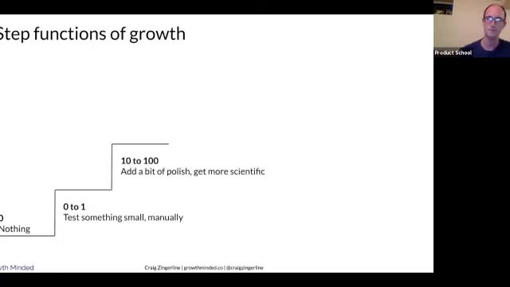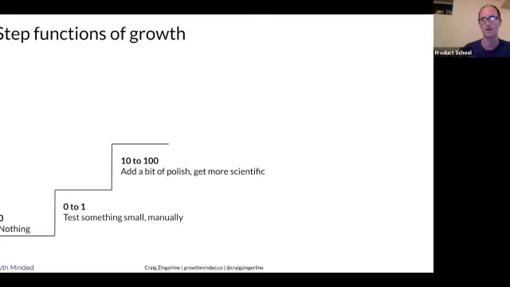From there, you might add a bit of polish. You might get a little bit scientific. So in the 0 to 1, when you're putting features or ideas in front of people, it's probably going to happen through an experiment. You'll probably have a hypothesis for that experiment, but really the purpose here is to do something that's not risky for the business. It's not super polished. It's not super well designed. You're really just looking, directionally, for: is this thing something that resonates with the vast majority of my audience or not?